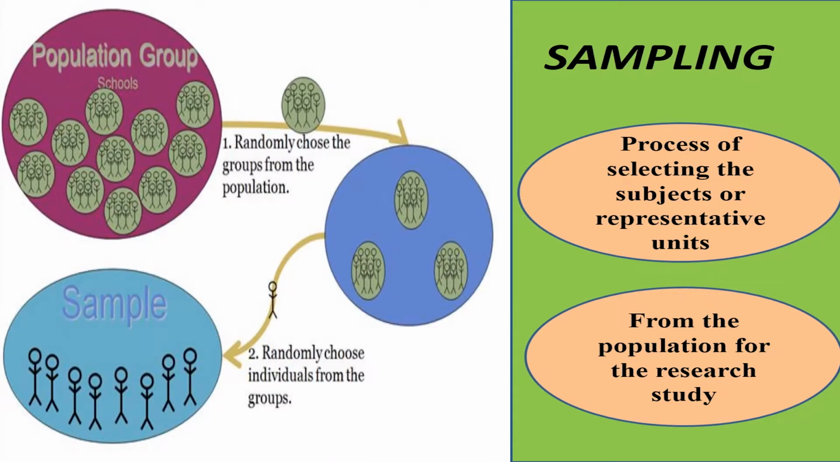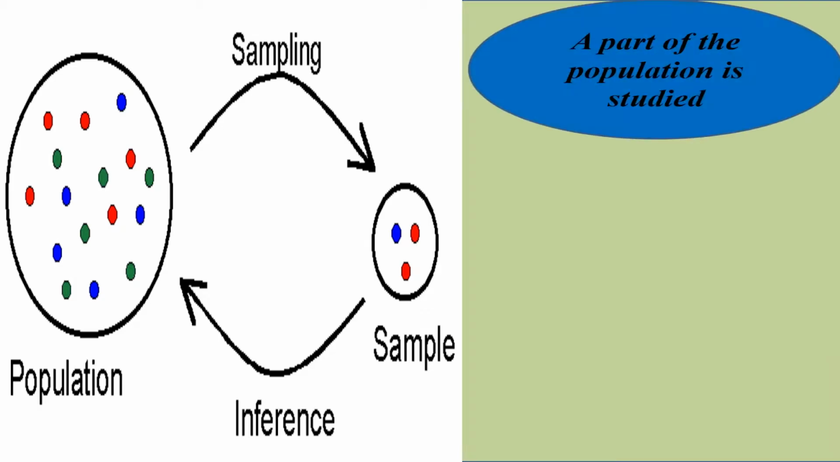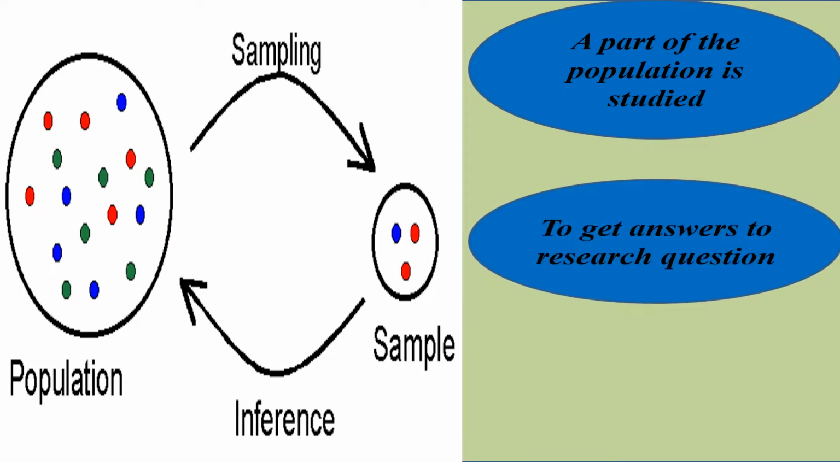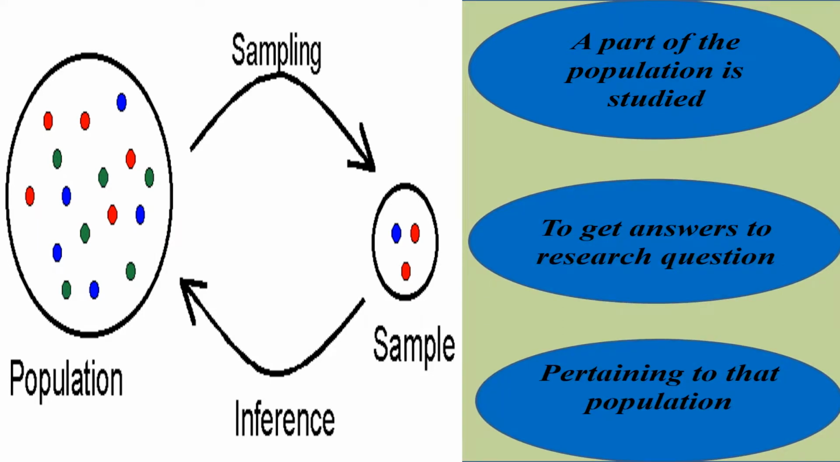As it is not possible to study the entire population, a part of the population is studied to get answers to research questions pertaining to that population. Now let's first have an idea of the basic terminology used in the concept of sampling.